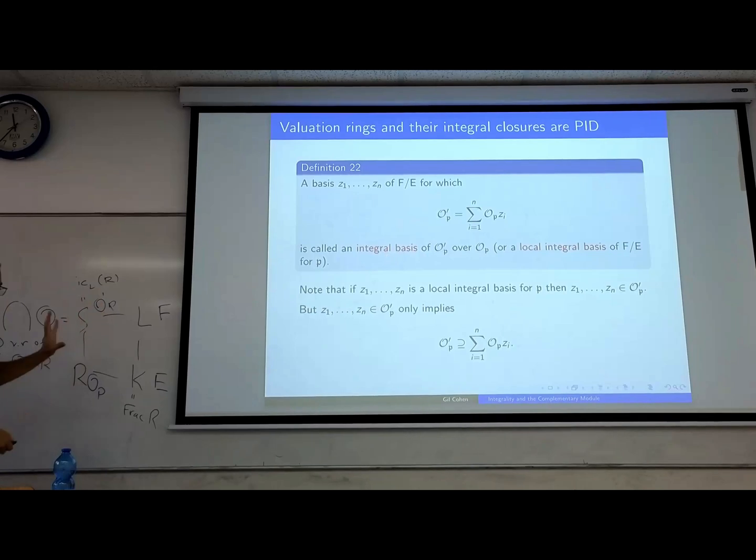So, okay. Just to recap, the only thing I need from the last like 10 minutes is that O_p prime, the integral closure of O_p in L, which was defined very abstractly, is actually completely non-abstract. It's precisely the intersection of the O's of capital P's where capital P is over p. That's what it is.